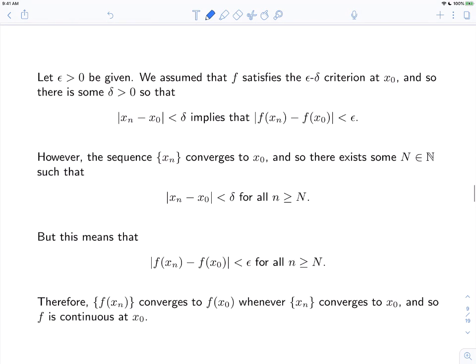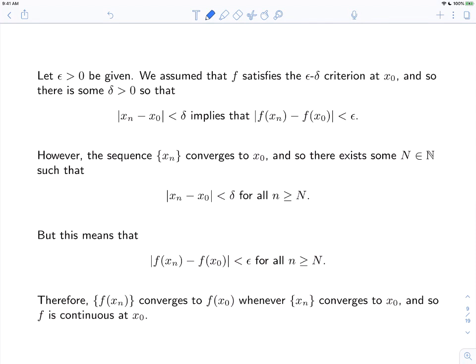All right, so let epsilon greater than 0 be given. We assumed that f satisfies the epsilon delta criterion at x0. So there is some delta greater than 0 such that the distance between the input values being less than delta implies, or forces if you want to put it that way, that the output values are less than epsilon in distance apart from one another.